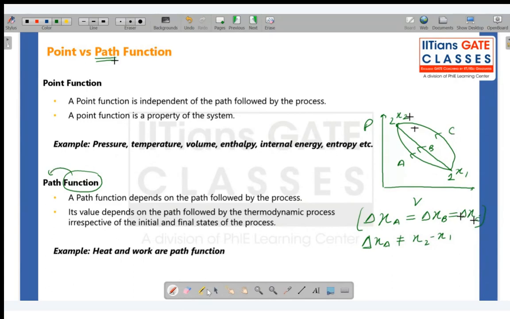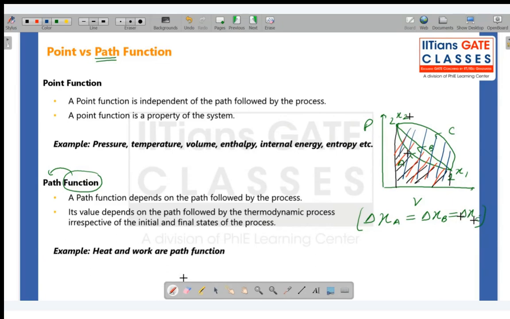Okay. So basically, I can tell you in this way. When I am taking path A, this is the area that is covered. When I am taking path B, the area covered by this path is the red one. When I am taking this path C, the area covered is this one. So the area covered with each path is different.